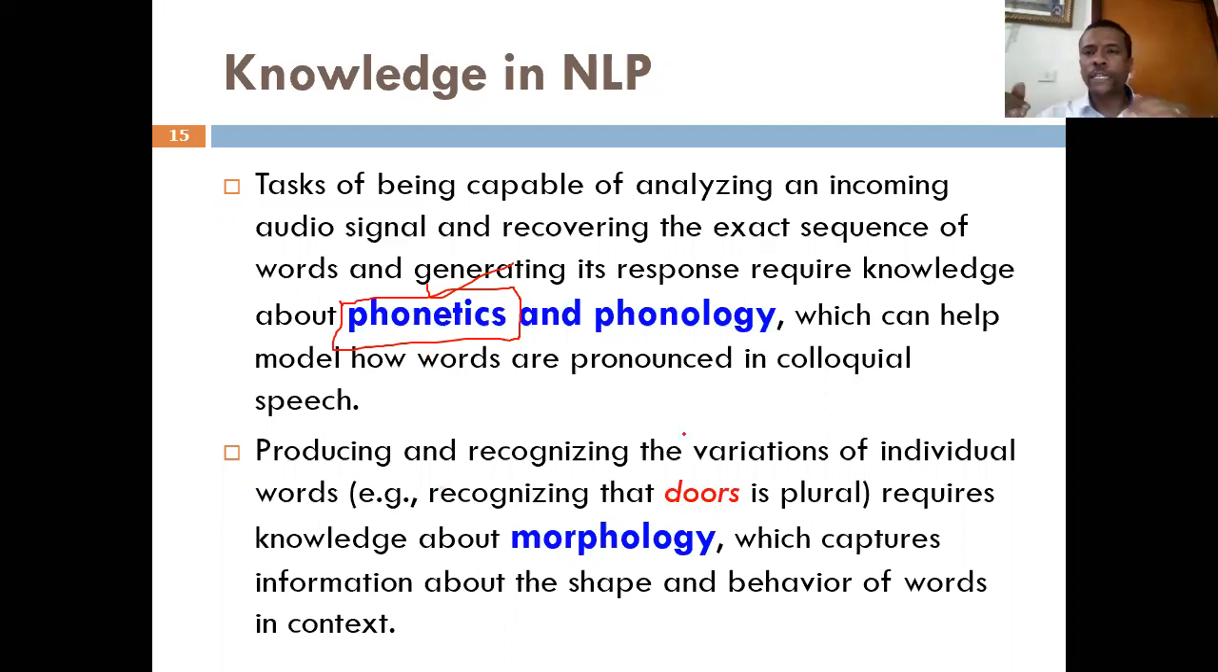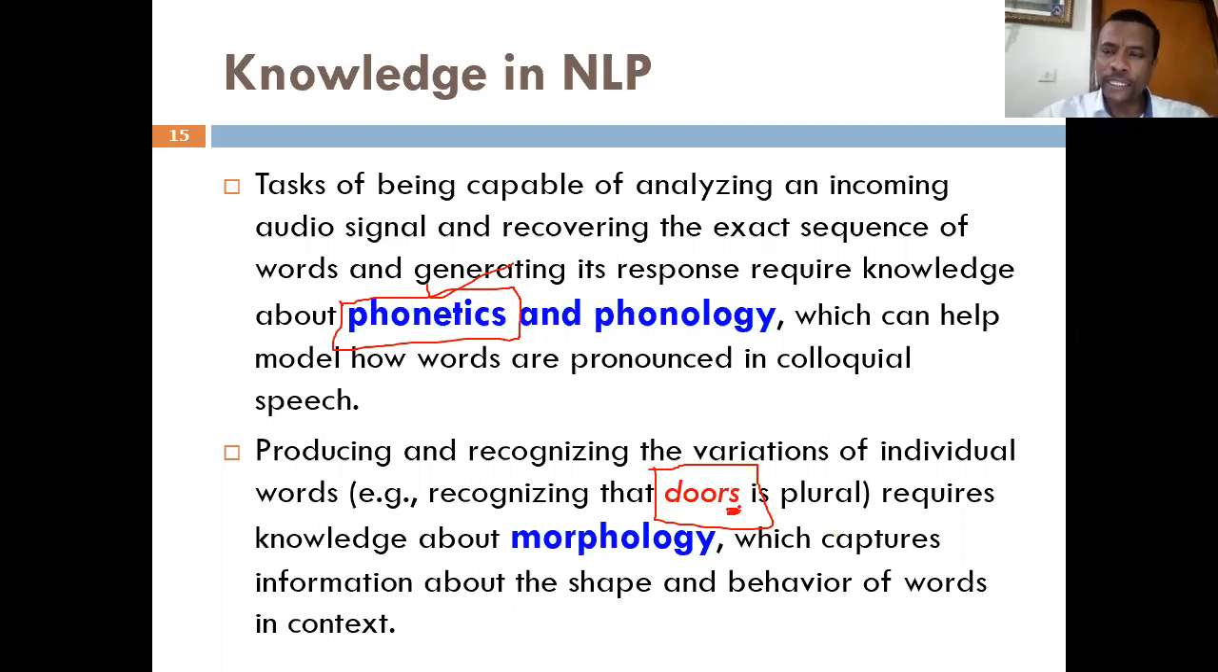Then after phonetics and phonology, we have morphology. Morphology is concerned about spelling. It is concerned about the textual or the written representation of words. For example, you have this word, right? The word doors. What do you know about this? Definitely when you see the word, you will know that it is many of something, right? And you say that because of the character S.